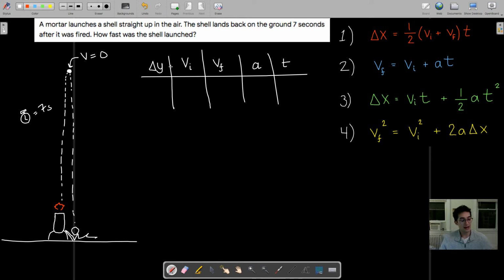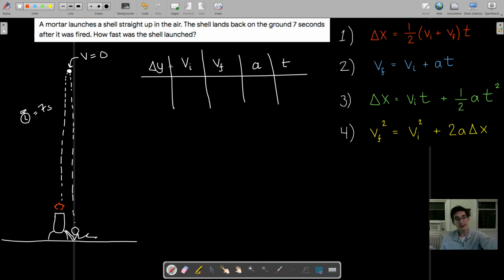Whenever you have something being thrown straight up, it decelerates due to gravity, right? Its acceleration is downward, and so it's traveling up, but it's traveling up slower and slower until it reaches a certain height, and then it falls back down. For a moment at that certain height, it reaches a velocity of 0.